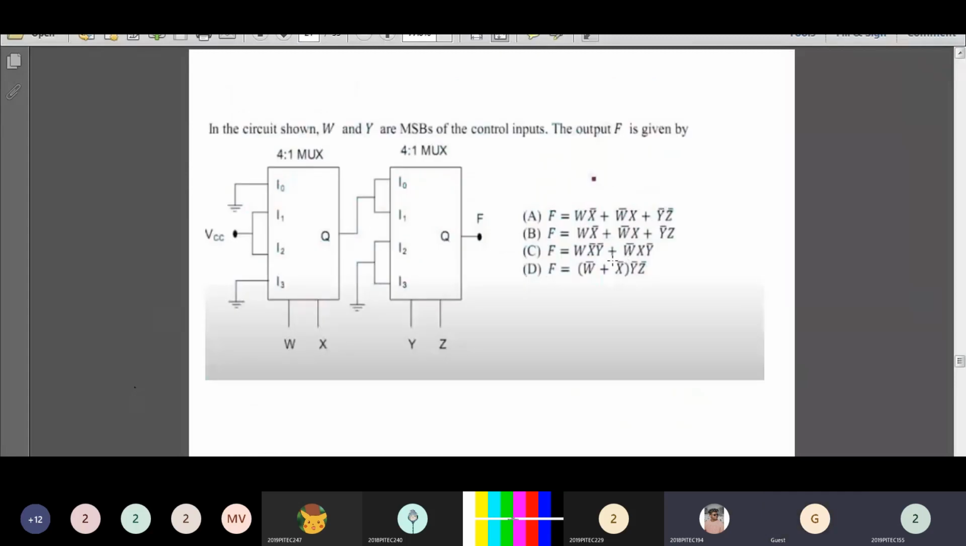Now let's move on to the next one. In the circuit shown, W and Y are MSBs of the control input. The output F is given by. You have to find out the final expression of the second multiplexer. You'll be having two 4 cross 1 multiplexers. You have to find out the output function of the second multiplexer.